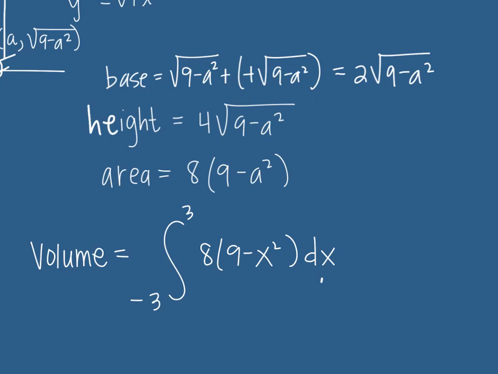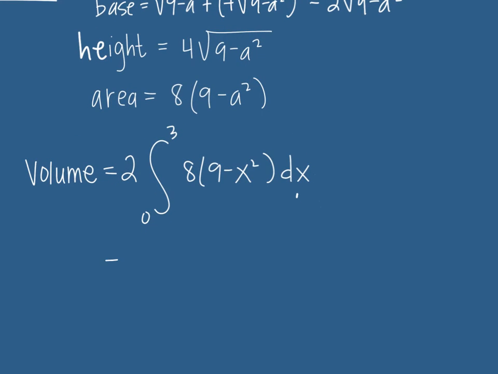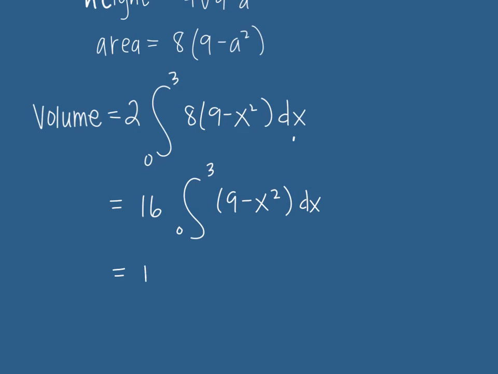Or, how else could you do it? Instead of using negative 3, what could I use? 0, and then what would I do? Double it. If I can use 0, I'm always going to use 0. So then I'll pull 16 out to the front, and then I can work on the antiderivative from there. So 16 times the antiderivative, 9x minus 1/3 x cubed plus c, going from 0 to 3. And then you evaluate from that point on.